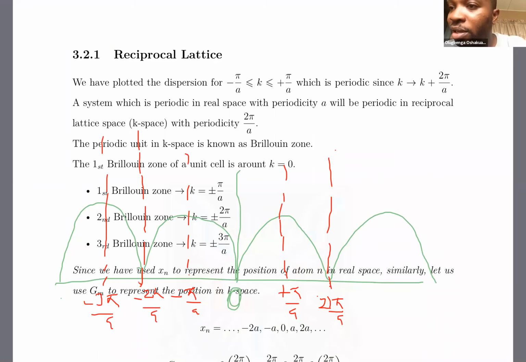And this is plus 3 pi over A. So what we have within this region, everything we have within this region, is called the first Brillouin zone.